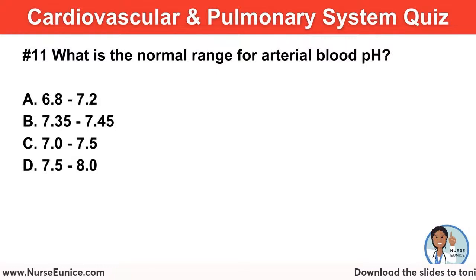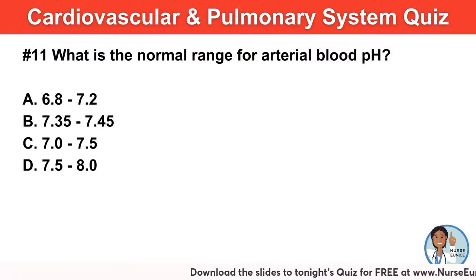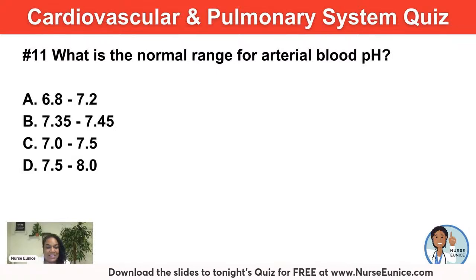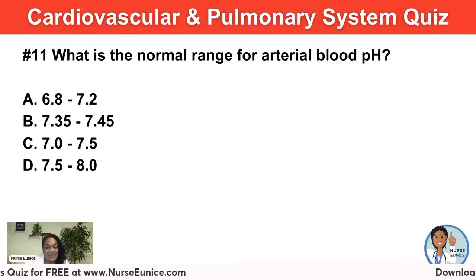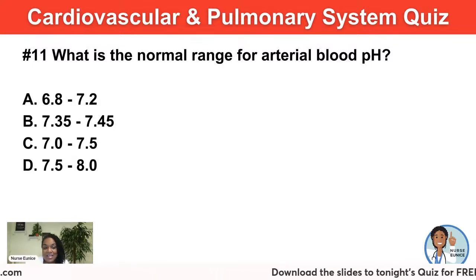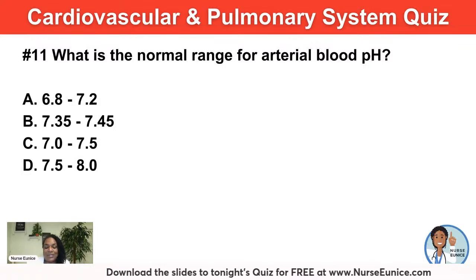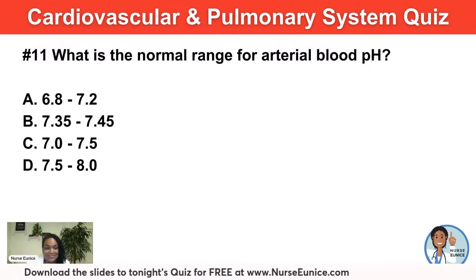Oh, this one's a little tricky. Let's see if you remember. Number 11, what is the normal range for arterial blood pH? Is it 6.8 to 7.2, 7.35 to 7.45, 7.0 to 7.5, or 7.5 to 8.0? What is the pH for blood?